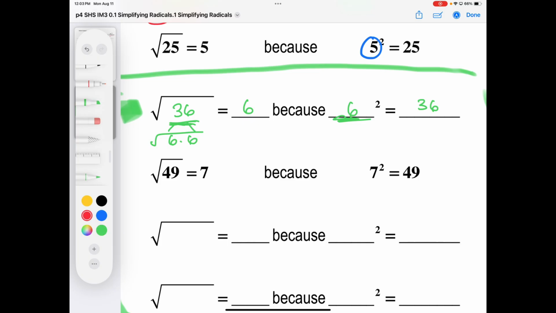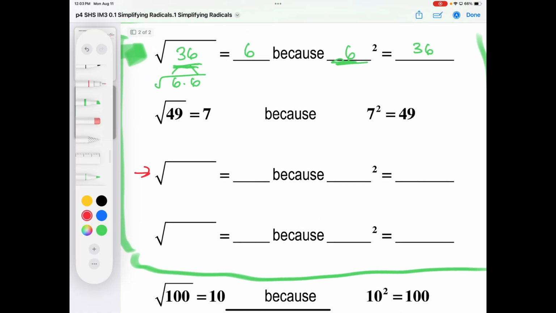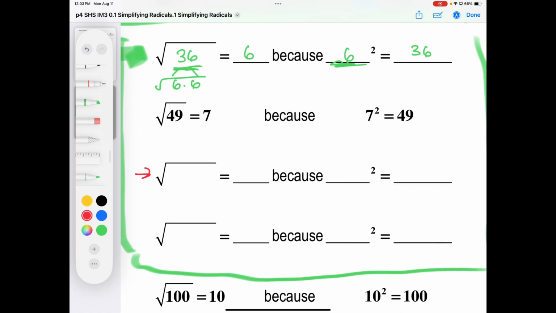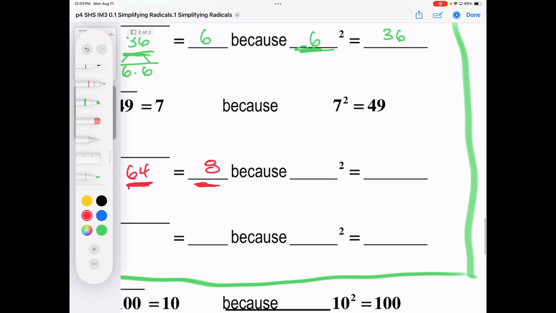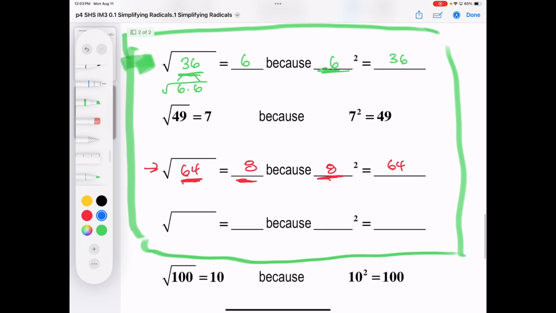Okay, red chairs. Let's do this one down here. Red chairs, what do I put in there? What is it inside? 64. What goes here? 8. What goes in the next one? 8 squared is 64. All right, blue chairs. You guys got the next one. 81. 9 over here. 81.